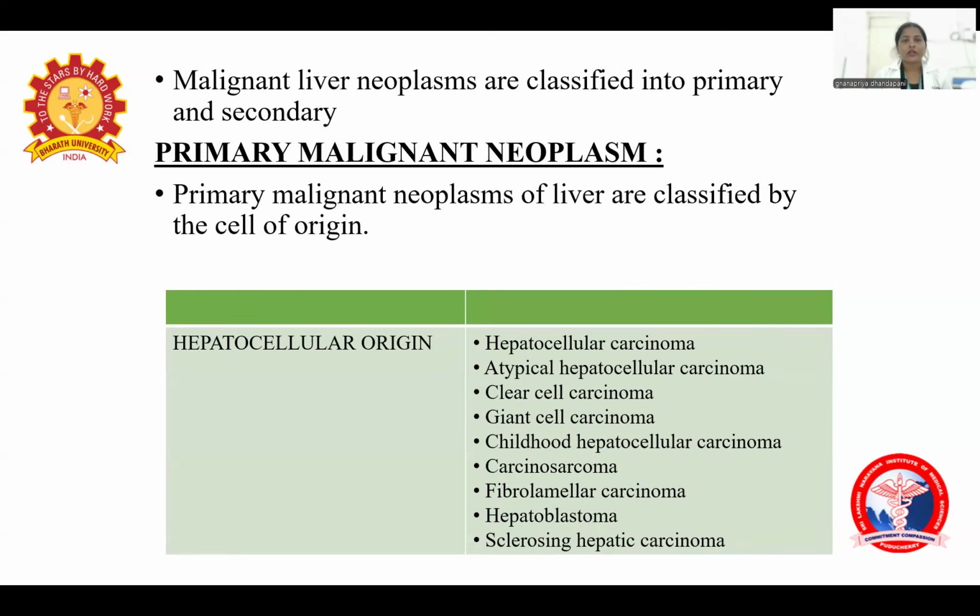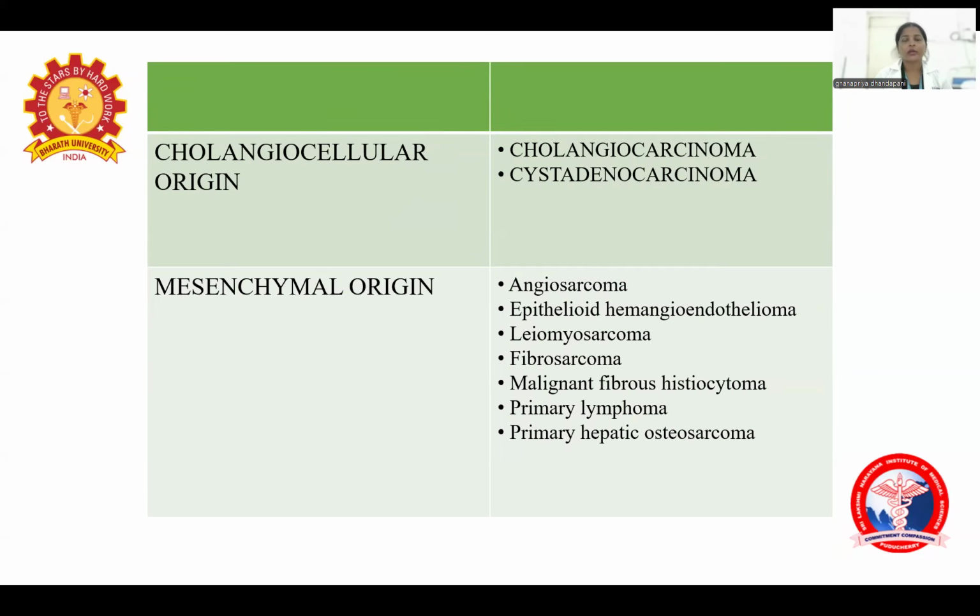Those arising from the hepatocellular origin are hepatocellular carcinoma, atypical hepatocellular carcinoma, clear cell carcinoma, giant cell carcinoma, childhood hepatocellular carcinoma, carcinosarcoma, fibrolamellar carcinoma, hepatoblastoma, and sclerosing hepatic carcinoma. Those that arise from the cholangiocellular origin are cholangiocarcinoma and cystadenocarcinomas. From the mesenchymal origin are angiosarcoma, epithelioid hemangioendothelioma, leiomyosarcoma, fibrosarcoma, malignant fibrous histiocytoma, primary lymphoma, and primary osteosarcoma.